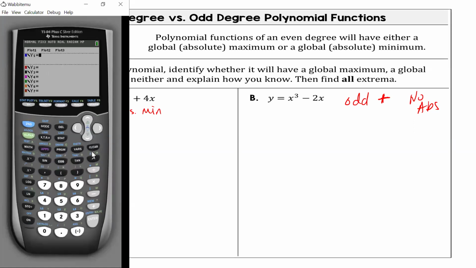And I'm going to put in the first equation. So we have x to the 4 minus 3x to the 3rd plus 4x. Thank you. I forgot to arrow over. All right, am I in? That's good.